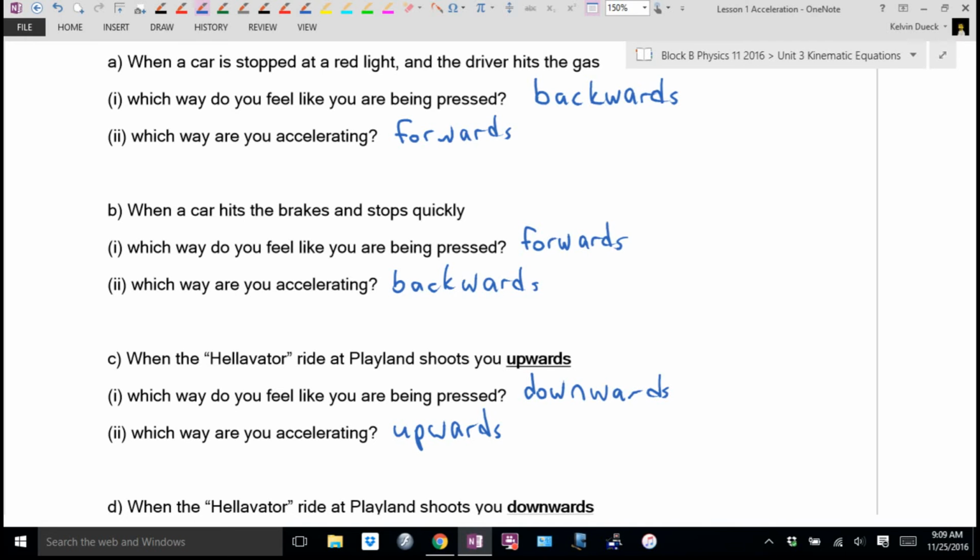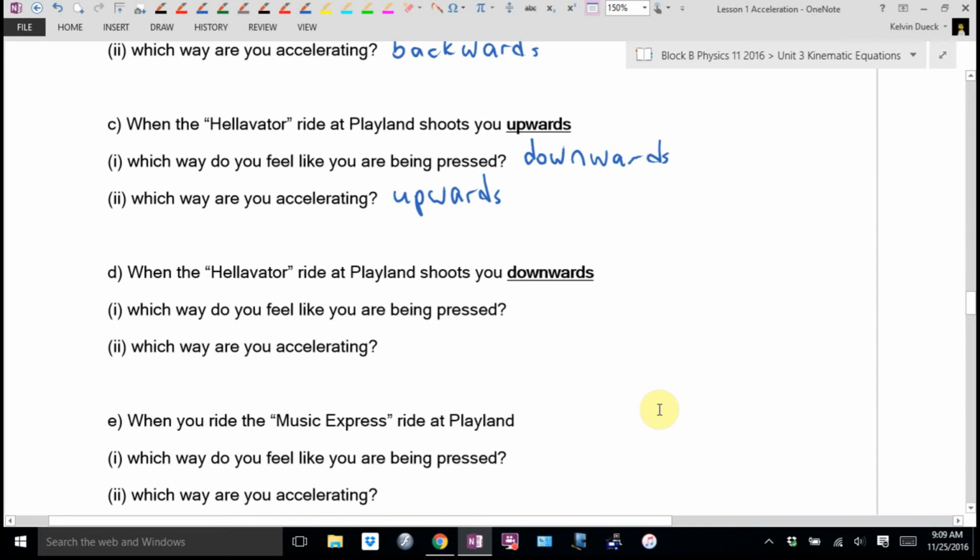When the elevator ride shoots you downwards, Luke, which way are you clearly accelerating? But which way do you feel like you're about to fly? You reflexively grab because you feel like you're flying off. You feel like you're going to fly up. Yes?